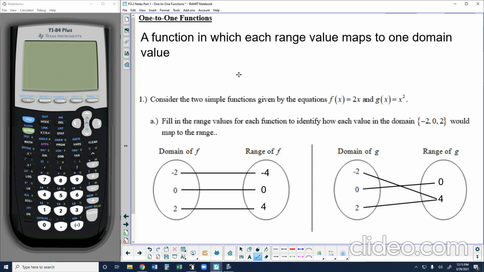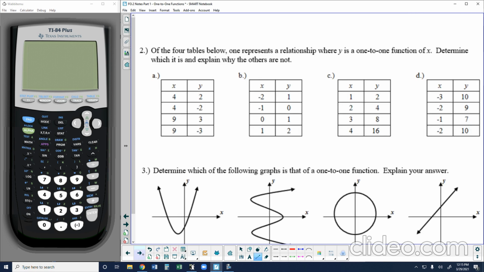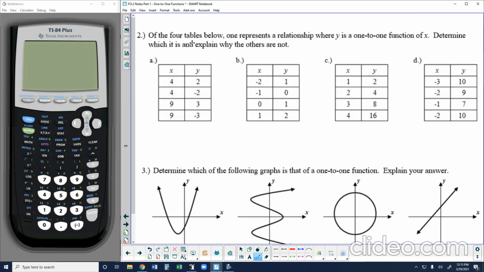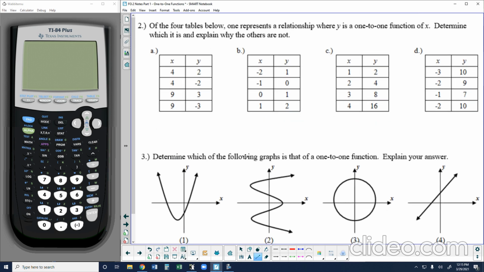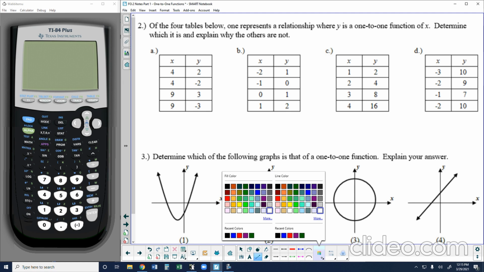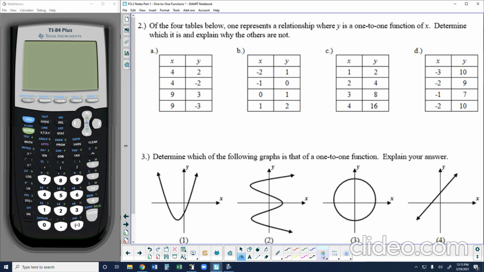So let's take a look at some examples of problems that ask about the definition of a one-to-one function. In problem number 2, it says of the four tables below, one represents a relationship where y is a one-to-one function of x. Determine which it is and explain why the others are not. Basically we can go through and first identify which one is going to be the one-to-one function, and at the same time, let's rule out why the others could not.